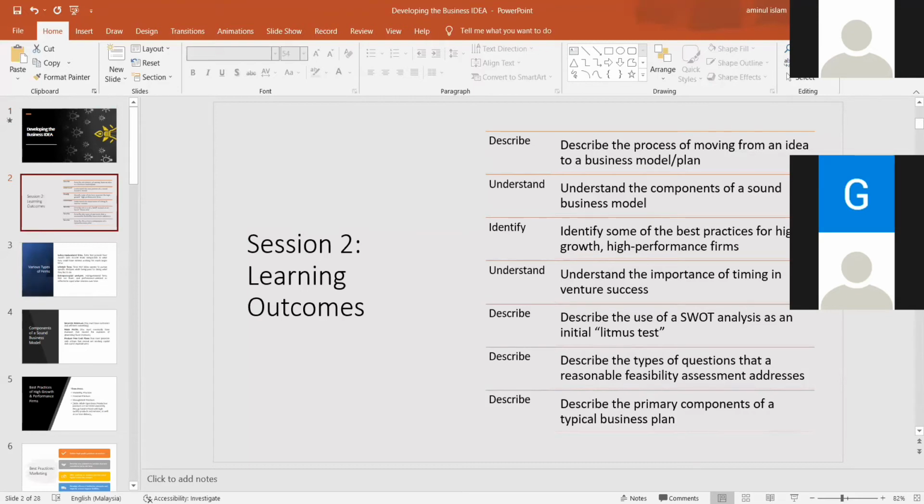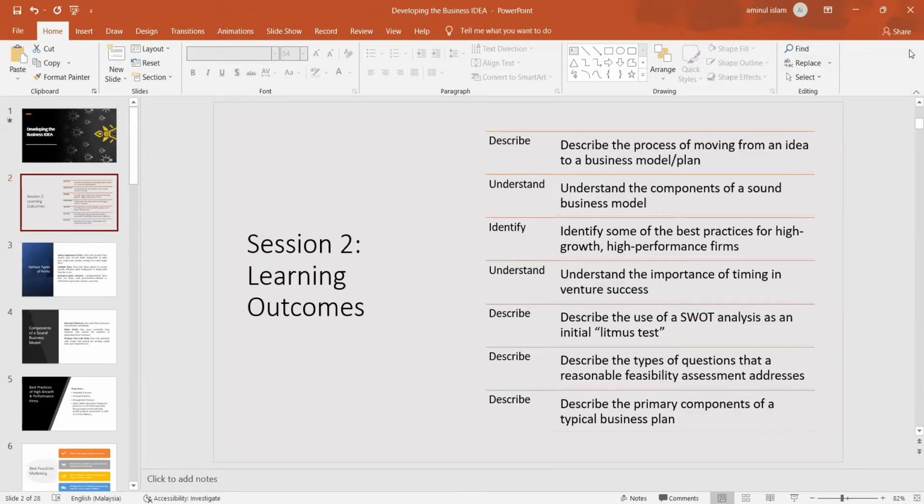You should also be able to describe the types of questions that a reasonable feasibility assessment addresses, as well as the primary components of a business plan at the end. We'll look at that also, okay? So this lecture is very comprehensive and very holistic in nature, and it covers very fundamental issues related to a venture or commercial opportunities that are available, okay? And as you will be required to do a business plan, you'll also get a preliminary idea of what a business plan looks like, the contents of a business plan. That will help in creating the mindset for what you are going to go through next year, okay, when you are required to do a business plan.